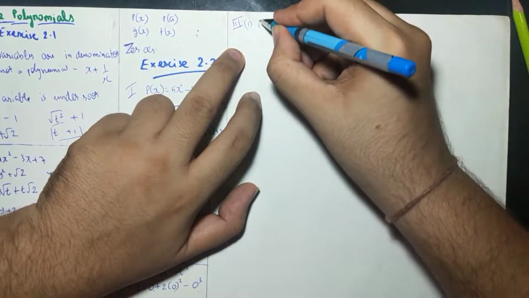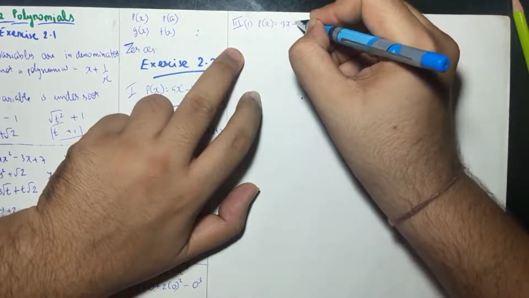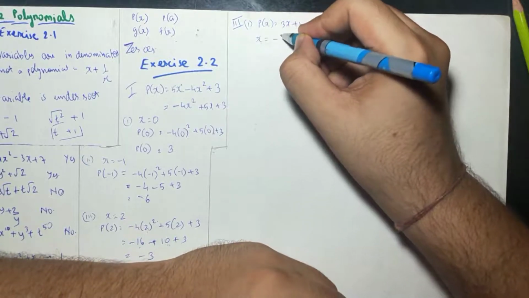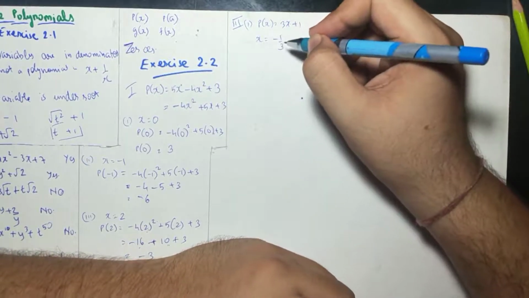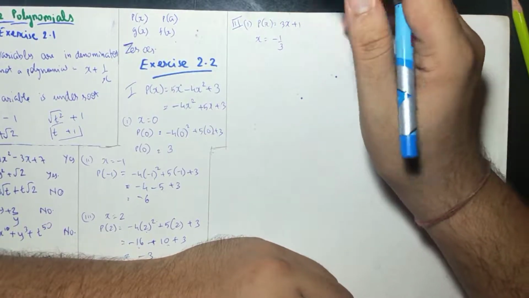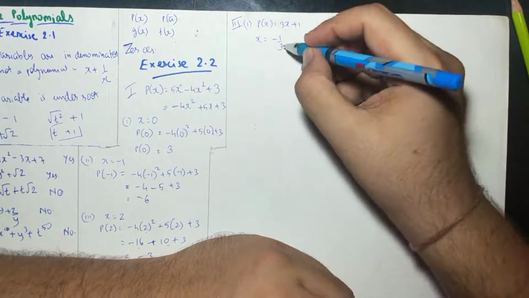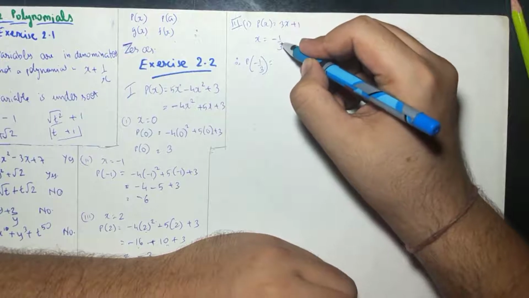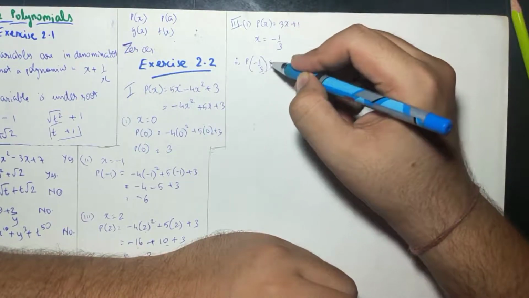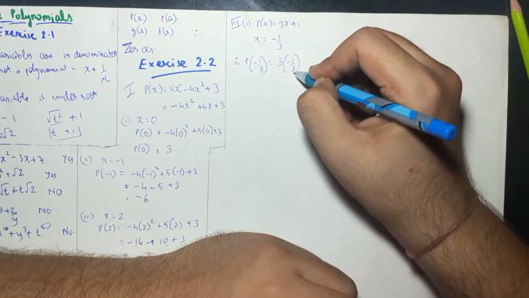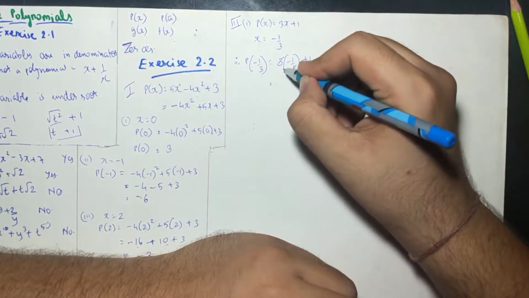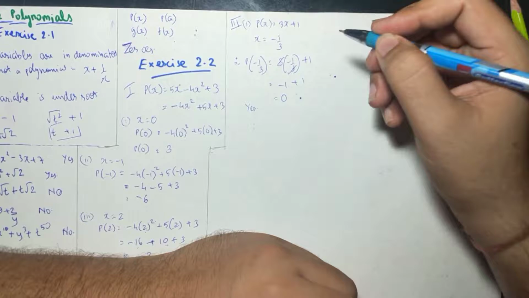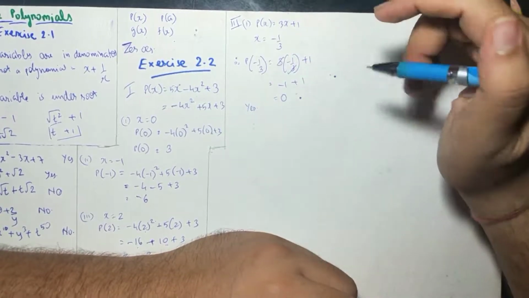First question: p of x is given to us as 3x plus 1. This is the polynomial given to us, and we have to find whether x equals minus 1 by 3 is a zero of this polynomial or not. So we will substitute this. In place of x, you have to write minus 1 by 3. That becomes p of minus 1 by 3 equals 3 into minus 1 by 3 plus 1. This 3 cancels out. This remains minus 1 plus 1, that equals 0. So yes, it is a zero of the polynomial.